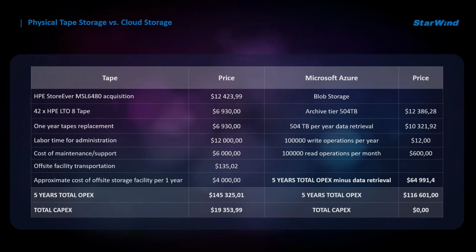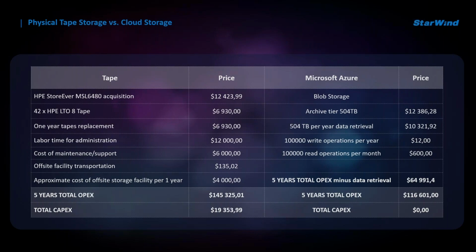Talking about tape, it usually means that you have some sort of offsite facility or you order the services from one of the companies who delivers your tapes to a protected and secured location. So I just calculated it like a 100 miles round trip from your office to this location, and of course this company never provides a service for free. So the approximate cost of storing these tapes at the offsite facility will be around $4,000 per year.